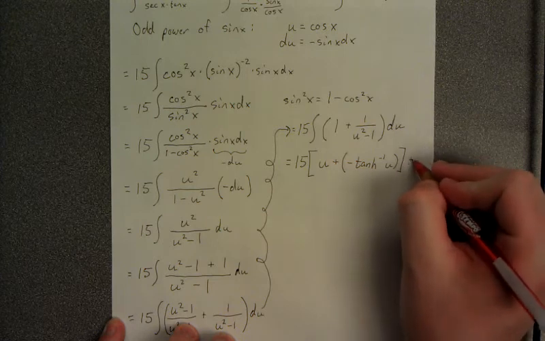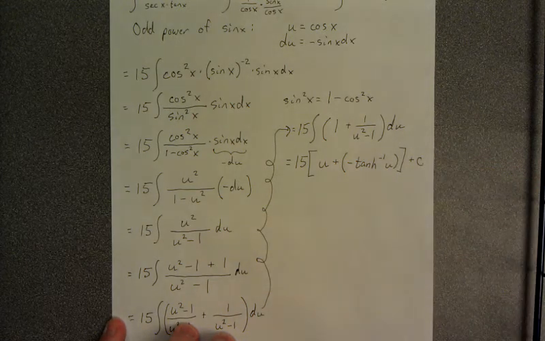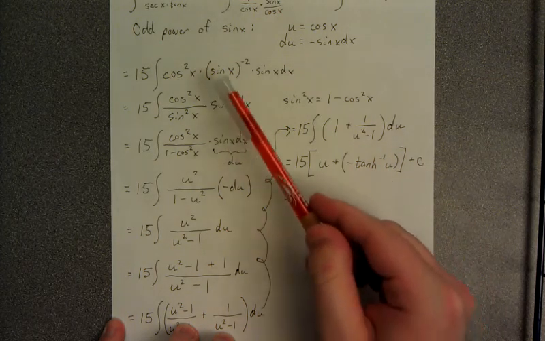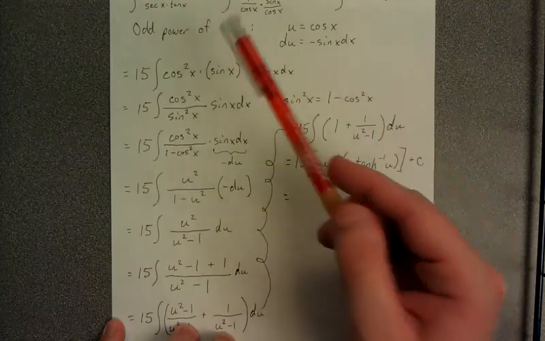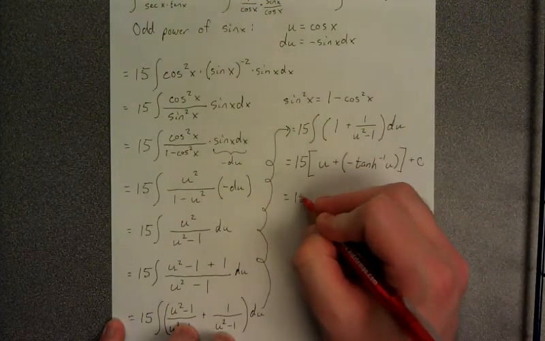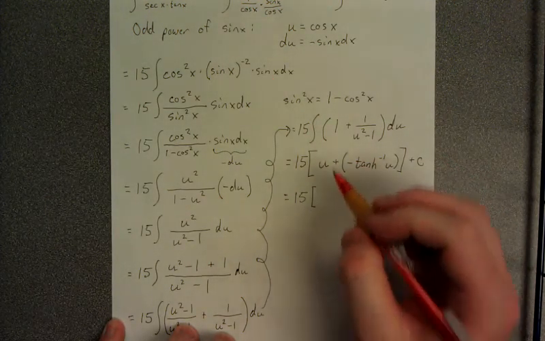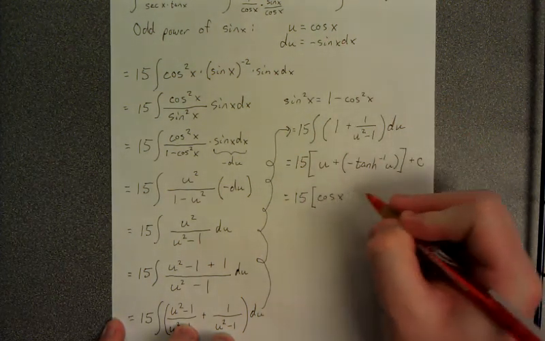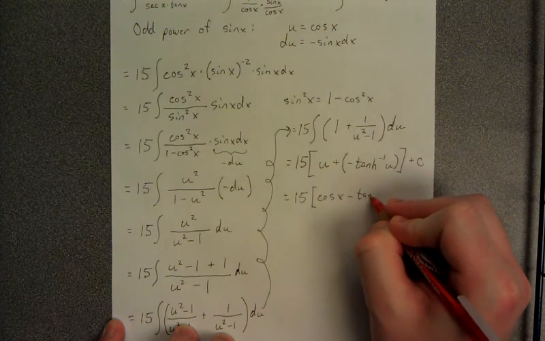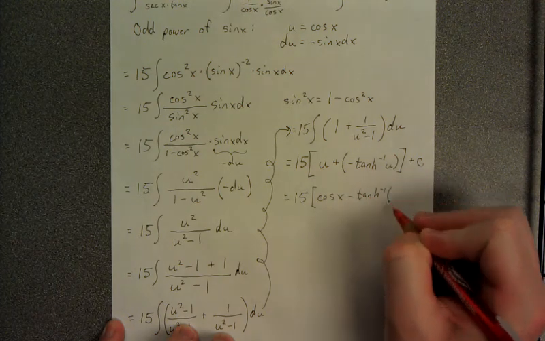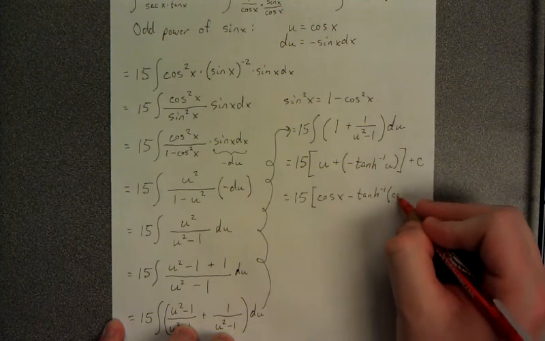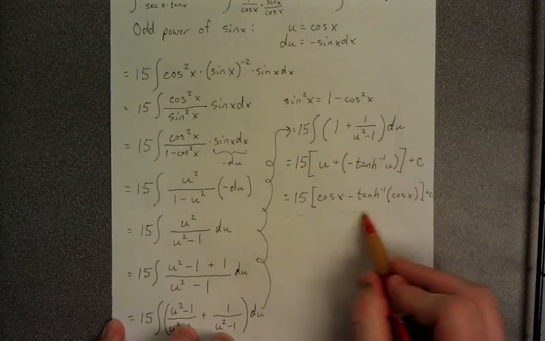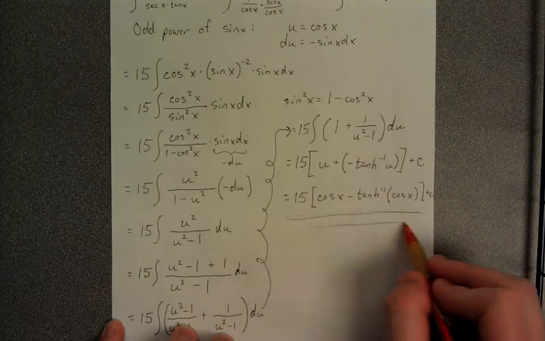Now because our integral is done, we can tag on our plus c at the end. However, the original expression was in terms of x, so shall ours be. So u, we said earlier, is equal to cosine of x. So we get x minus the inverse hyperbolic tangent of the cosine of x plus c. That is good enough for a final answer.